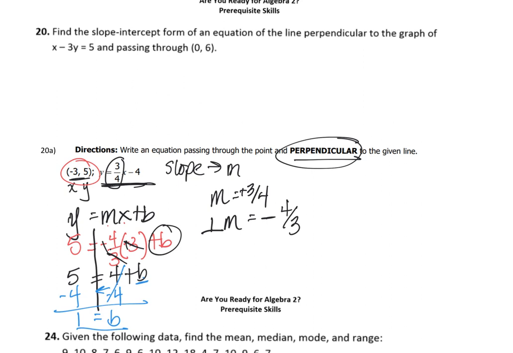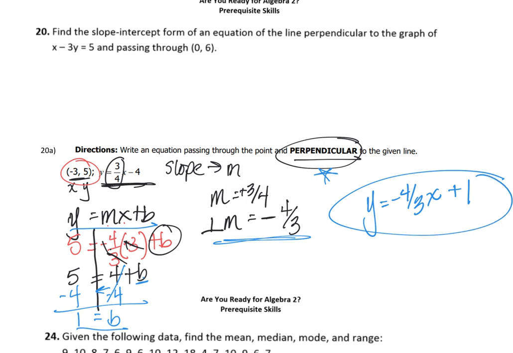Now, what do I use? Positive 3/4 or negative 4/3? Because we're making a perpendicular line, we're using negative 4/3. So my new perpendicular line has to start with y equals, and the m value, because we go y equals mx plus b, is negative 4/3. Put that x, and then the b value is positive 1. Here's the line that's perpendicular to y equals 3/4 x minus 4, and yet goes through the point negative 3, 5.